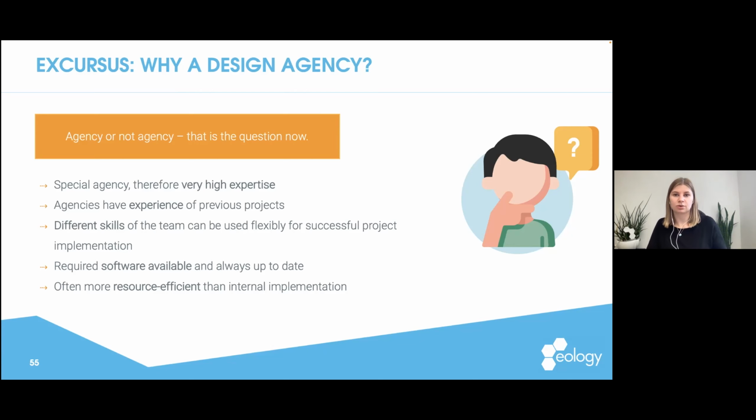Maybe you don't have the special software, and then you have to buy it. You have to get somebody to learn it and get into it, and then maybe you don't even know how to use it. That's what you have to think about when you decide whether you want to use an agency or not. And of course, agencies are often more resource efficient than doing it internally. You have to think, they do nothing else. They always do what the agency is for. So they're probably more of an expert than you are in this special creation of a graphic or image, whatever.